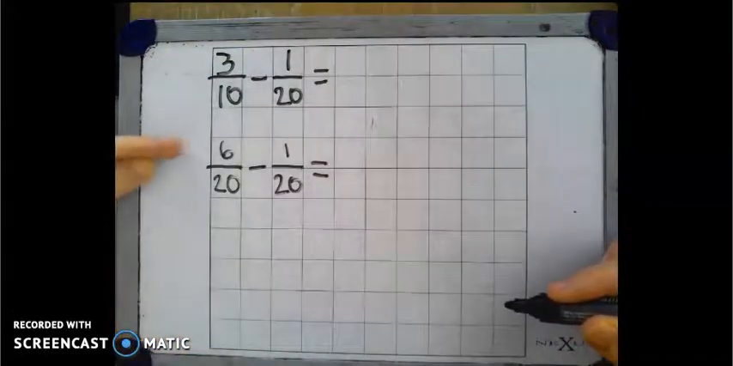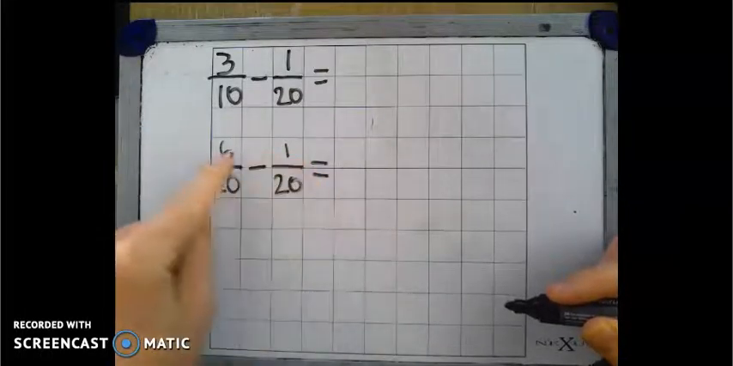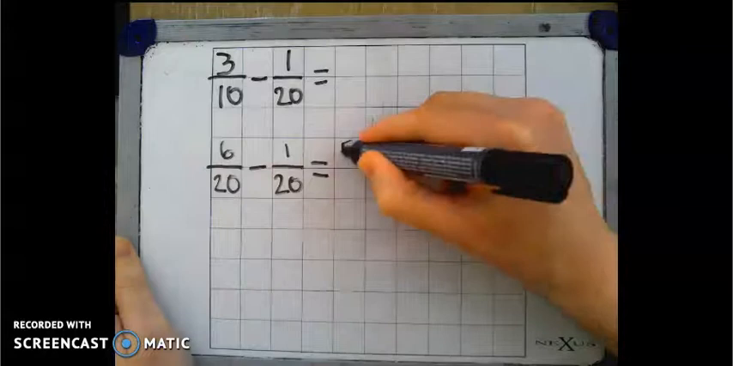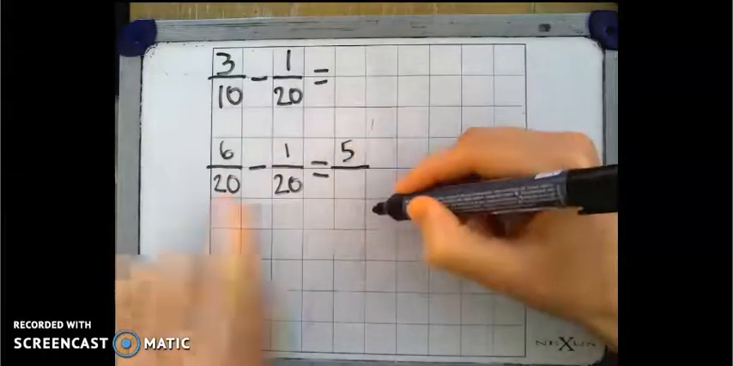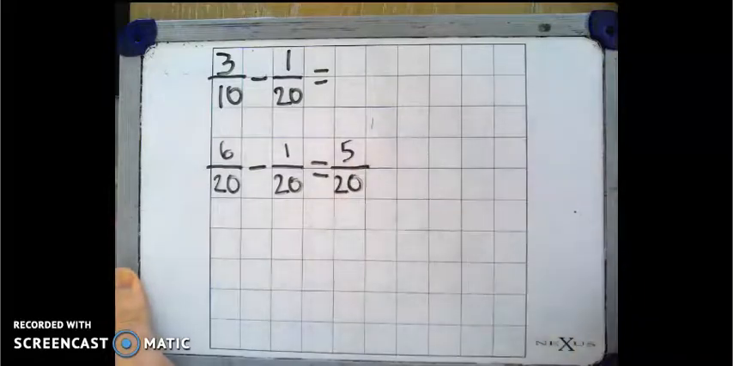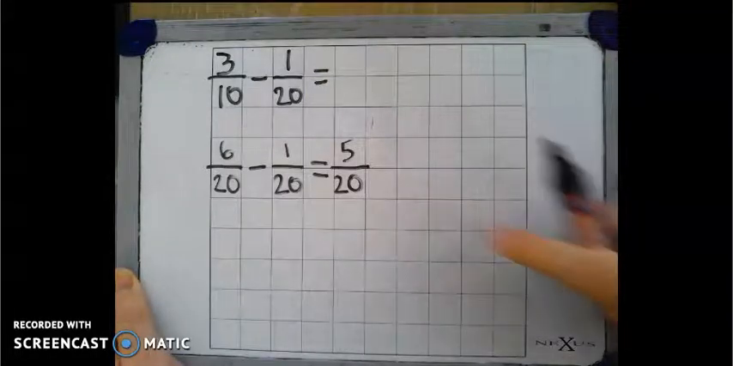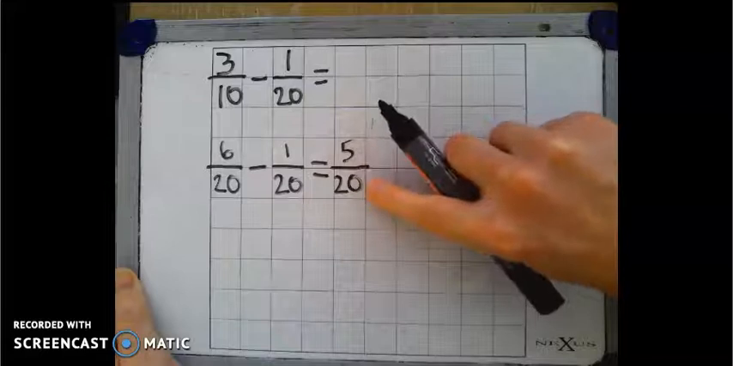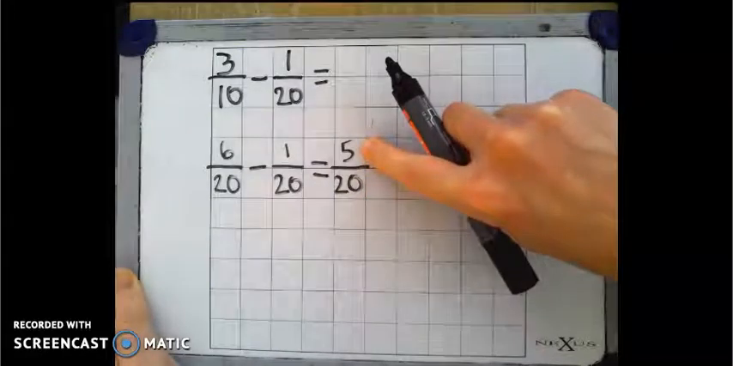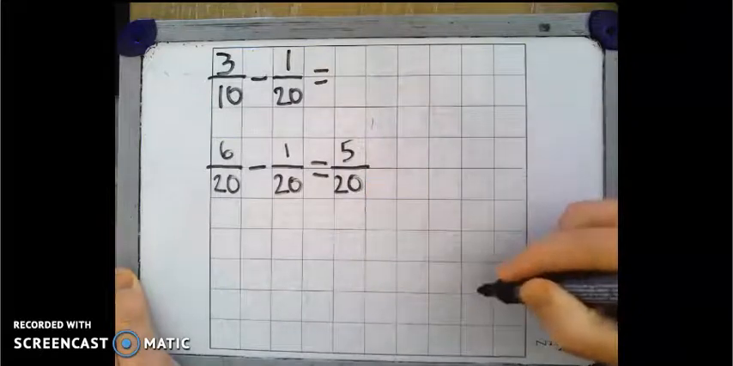The next step, we just subtract the numerator. 6 subtract 1 is 5. We do not subtract the denominator. 5/20. If we've been asked to simplify the fraction, we can then show that in its simplest form. To do that, we can divide the denominator by the numerator. How many 5s in 20? There are 4.